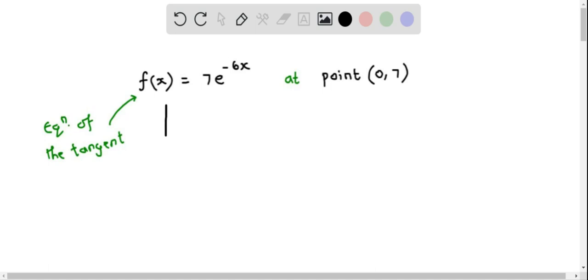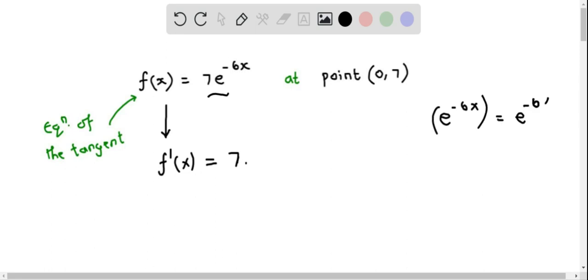And the slope of the curve or the graph of f of x is given by f prime of x, which is the derivative of f of x. So let's find this f prime of x, and this equals, we have to find the derivative of this right side expression. So here we have 7, which is a constant. So according to the constant multiple rule, I put this constant 7, and then we have to find the derivative of e raised to the power of negative 6x.